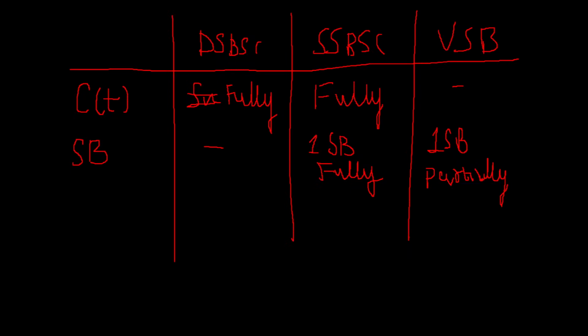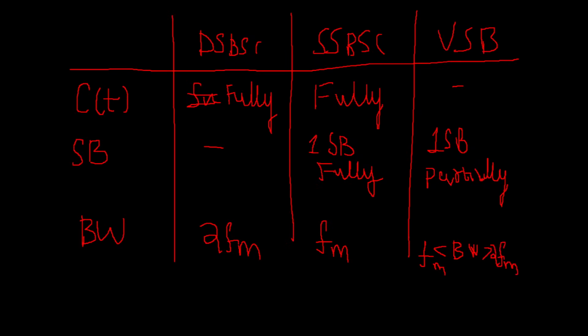Now let's look at the bandwidth. The bandwidth of DSB-SC is given as 2 FM. The bandwidth of SSB is given as FM, and the bandwidth of VSB ranges from FM to twice FM.